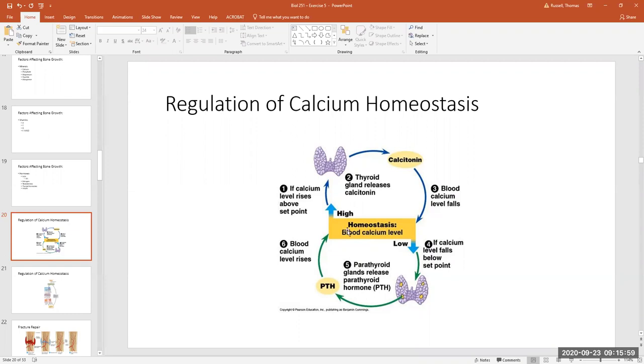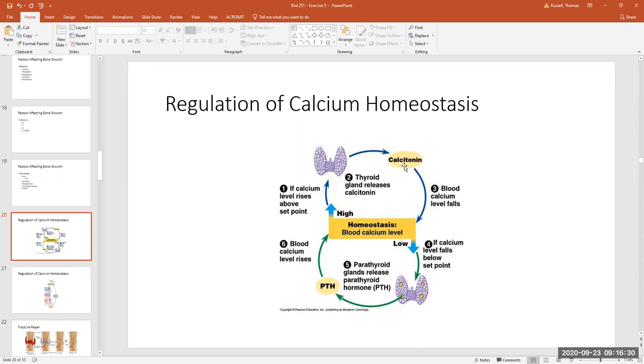If there's too much calcium in the blood, that's called hypercalcemia. So what happens, right? What happens if the calcium gets too low in the blood, which is called hypocalcemia? So let's just start. Calcium starts to rise. There are special cells in the thyroid gland that say, hey, we have too much calcium. So those cells then release a hormone called calcitonin.